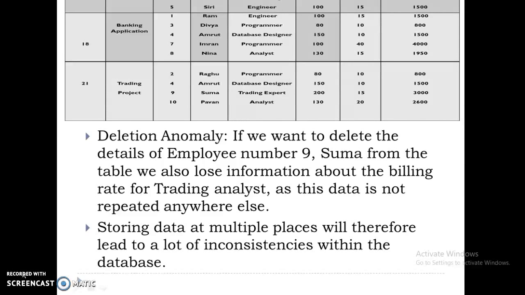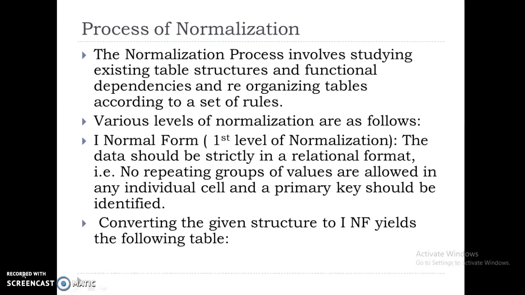So because of the inherent redundancy in this structure, we notice that it is also giving rise to a lot of different kinds of anomalies. Normalization is that process wherein we try to follow a set of rules and then try to break down our given structure into a simpler and cleaner structure so that we get rid of all these redundancies and inconsistencies. There are various levels of normalization at which our database can be.